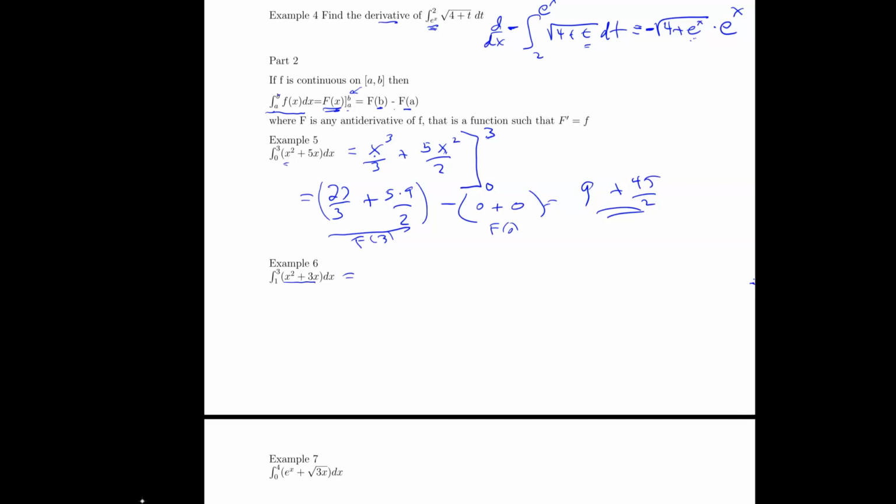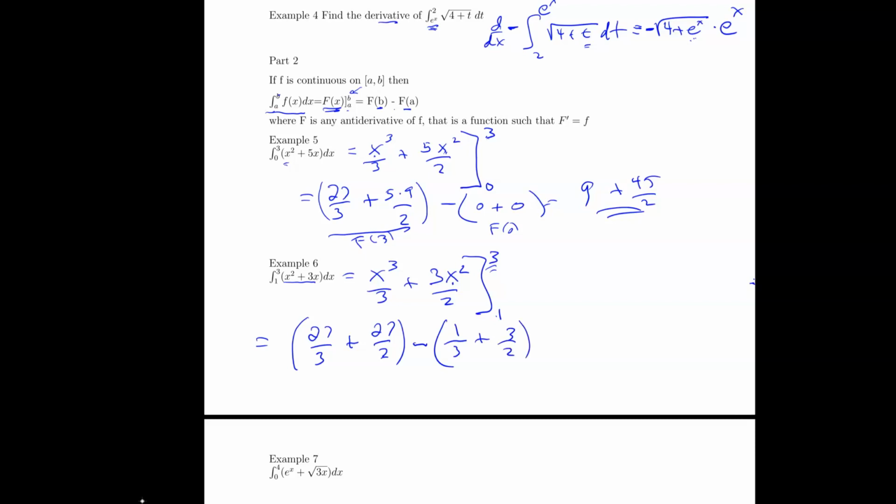So first I take the antiderivative of this. So x cubed over 3 plus 3x squared over 2. And then I'm going to evaluate it between 1 and 3. So first I plug the 3 in. So 27 over 3 plus, then I have 3 times a 9, so 27 over 2. Subtract off, now I'm plugging in 1. 1/3 plus 3 halves. And this is just going to be kind of ugly, isn't it?